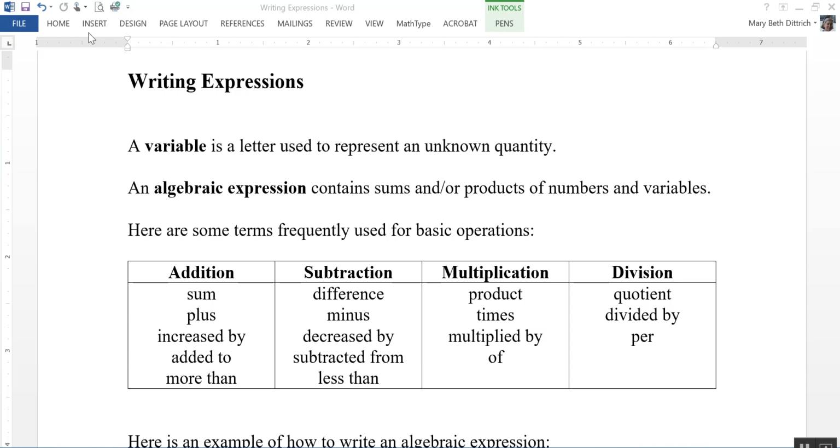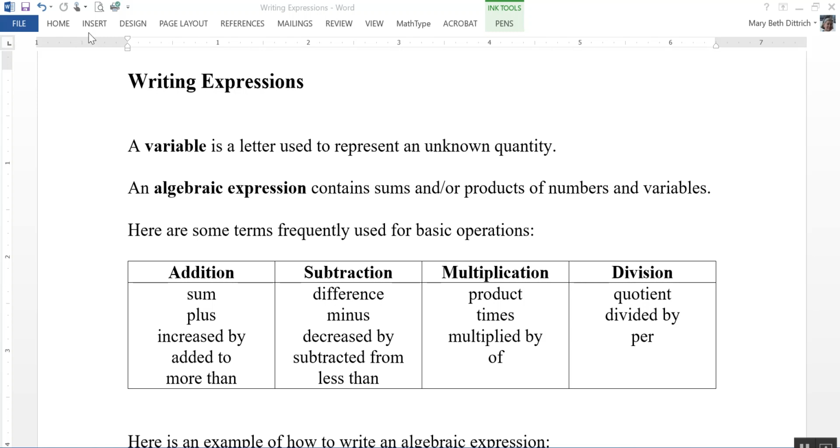This video is on writing expressions. A variable is a letter used to represent an unknown quantity. Probably the most common variable that we use is x, although you've probably also used n quite a bit, and we can use any letter really to represent a value that we don't know. An algebraic expression contains sums and/or products of numbers and variables.